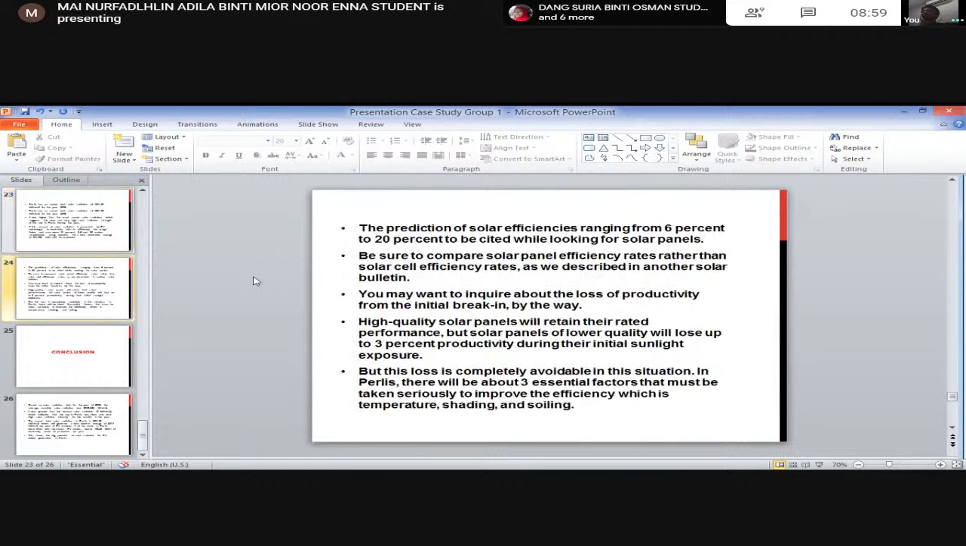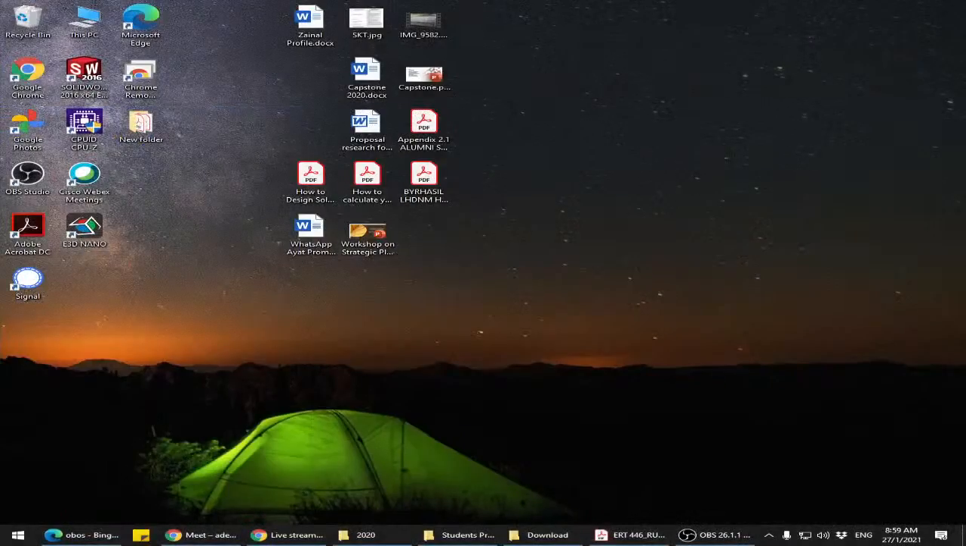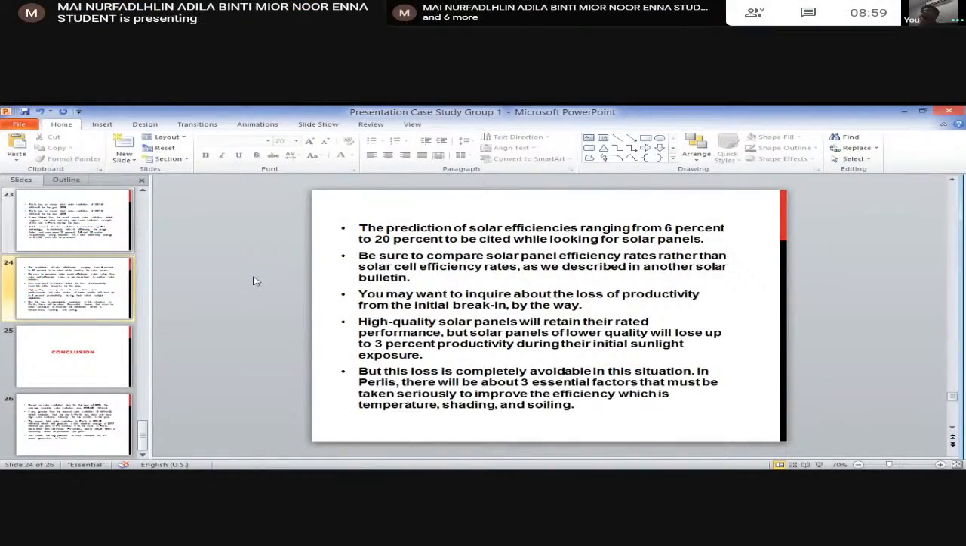In order to predict the efficiency, it ranges from 6% to 20%, as cited while looking at the solar panel.